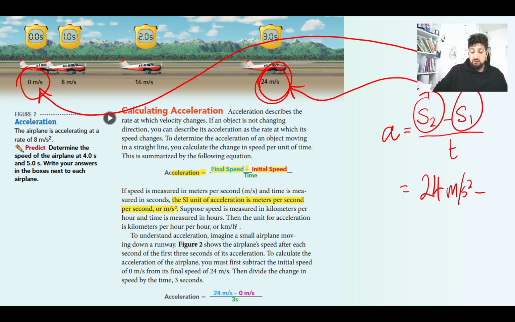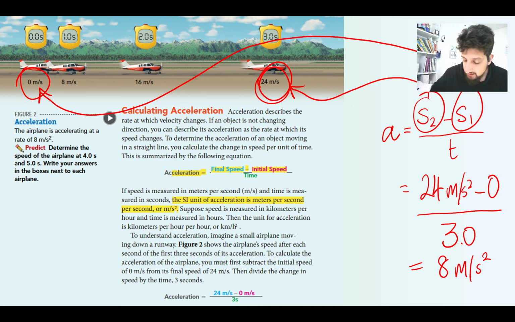Okay? Now, we don't have to calculate it from the initial speed. We might want to find the acceleration at this point, in which case this becomes S1. But if we want to find the acceleration throughout the whole journey, then we take S1 as the beginning speed, which is 0. Over the time, how long did it take for the plane to get to 24 meters per second? It took 3 seconds. So, and the answer is going to be 8 meters per second squared.